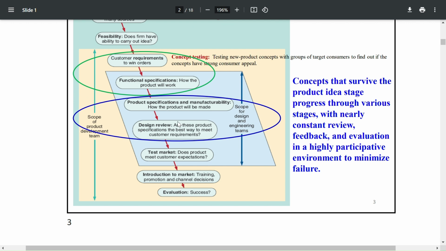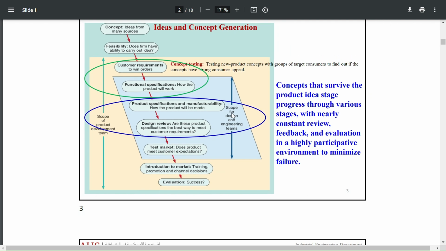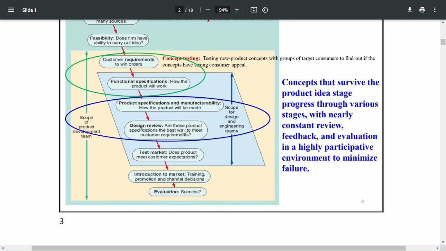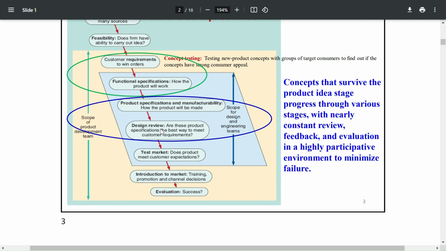And then we're going to go to the design review, after we have decided the product specifications and manufacturability. We ask, are these product specifications the best way to meet customer requirements? And we can review our design. So this is all within the scope of design and engineering teams.